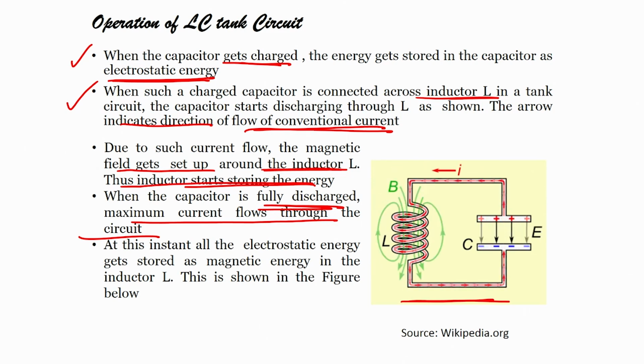At that instant, all the electrostatic energy is stored as magnetic energy. Why magnetic energy? Because now the energy is converted into the inductor. Initially there was a capacitor, it was charged, and this charge is called electrostatic energy. Now, if I connect a capacitor in series with the inductor, what will happen? The charge in the capacitor will start discharging and the inductor will start charging.